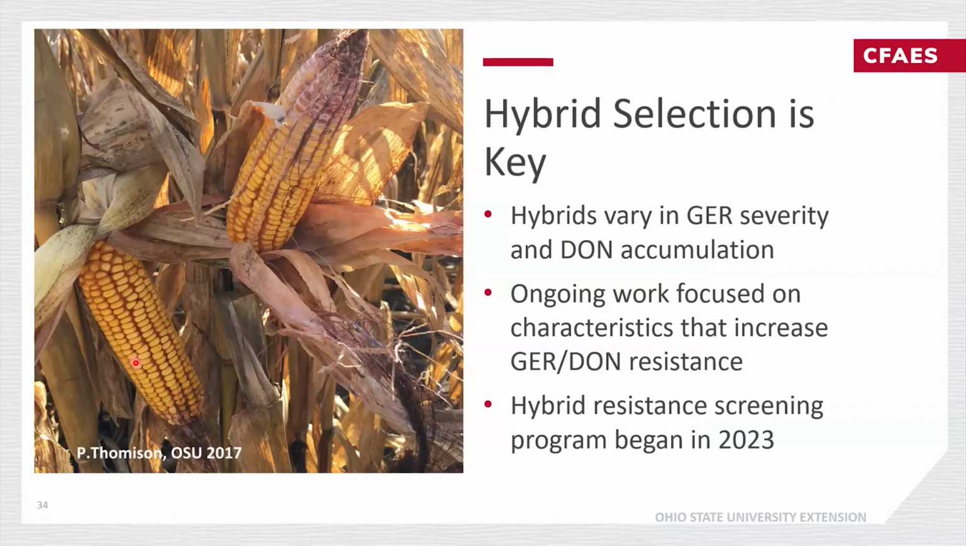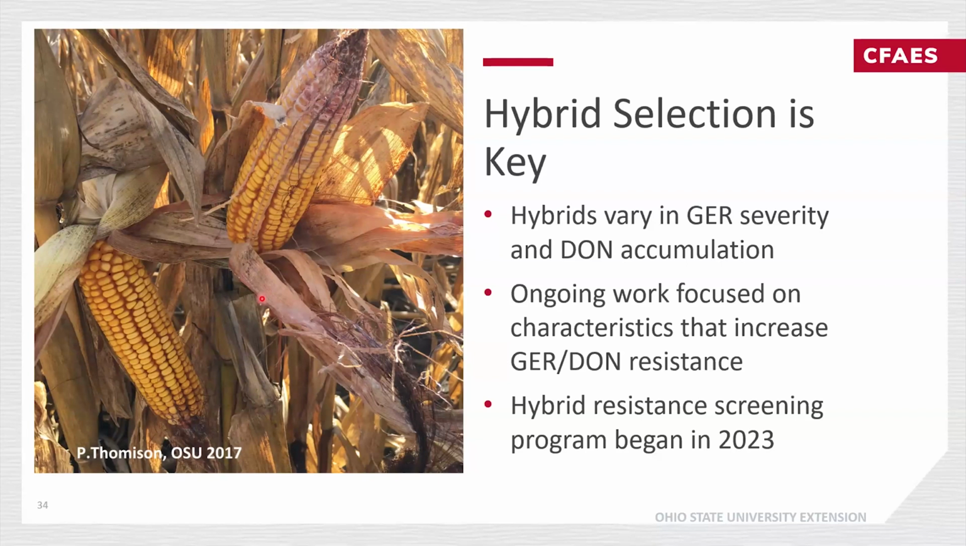And then just as with tar spot, hybrid selection is really key to managing Gibberella ear rot. So it can be resistance levels or different characteristics of that hybrid. So here you can see a really nice image showing the difference between whether that ear drops down later closer to harvest or if it stays upright.